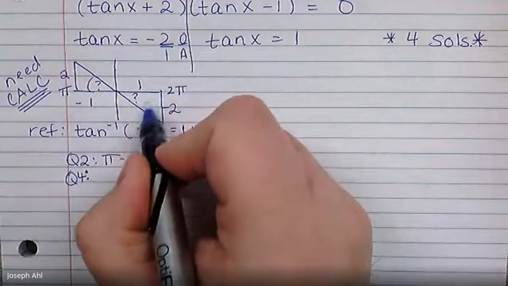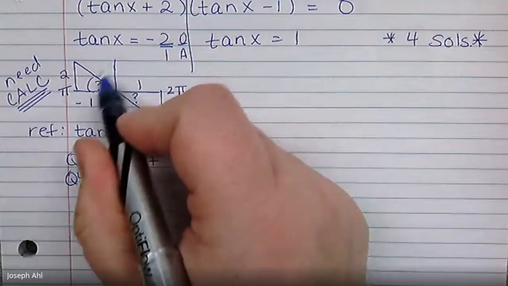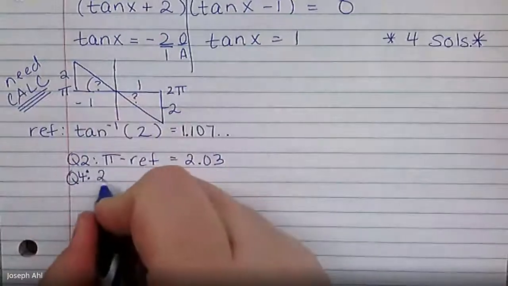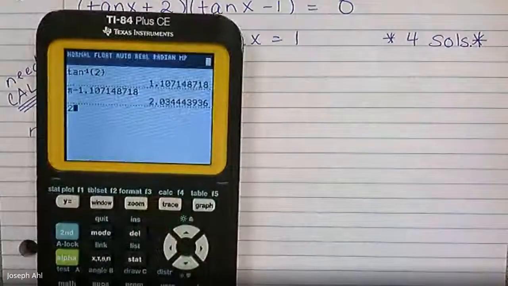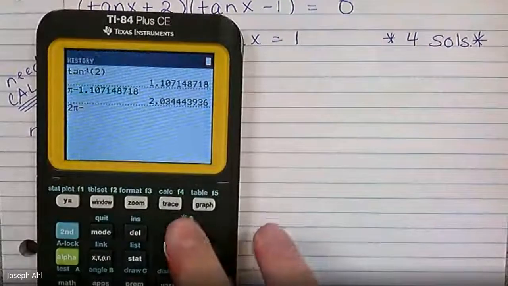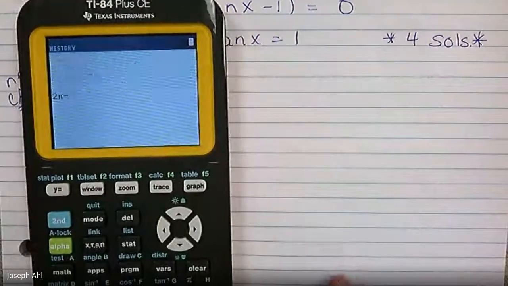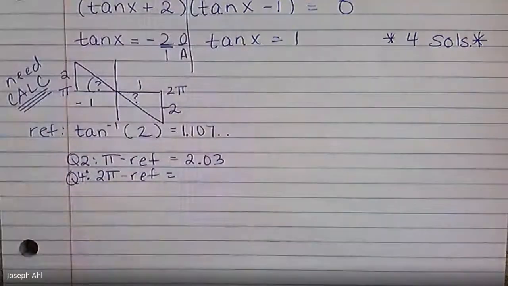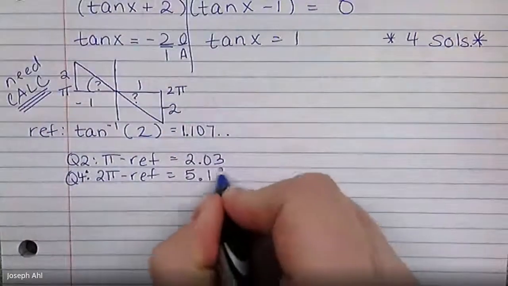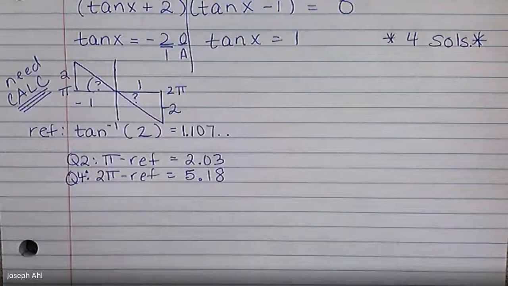But then I have to subtract out that reference angle to get the quadrant 4 angle. So this one's 2 pi minus the reference. Let's go ahead and do that. 2 pi minus, go back and get that reference angle from the beginning, 1.107. That's 5.18 to the hundredths place. Hundredths place is, I would say, typically a rounding standard.